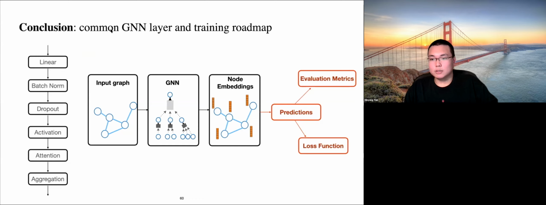In conclusion, here's the common GNN layer with the linear layer and batch normalization, dropout, activation, attention, and final aggregation. And the training roadmap: the initial encoding of the graph, pass it into the GNN, and we have the output node embeddings, and make the predictions, judge by the evaluation metric, and iterate with the loss function, I think.